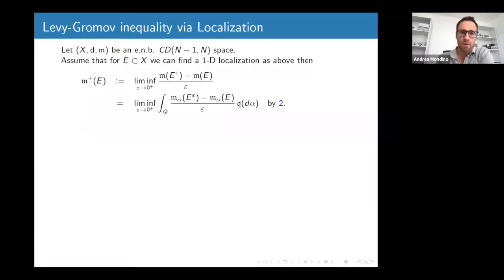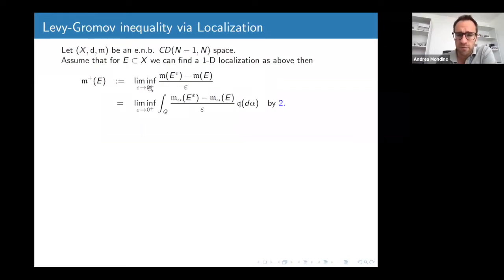Okay, so we start from a space with Ricci lower bound N-1 and dimension N. We fix a subset E inside X, and we want to find a lower bound on the perimeter of this set. Instead of working with the perimeter, let me work for simplicity with the outer Minkowski content. One can give a proof also for the perimeter, but it is slightly longer. So for simplicity, let me stick to the outer Minkowski content, which by definition is this right-hand side.